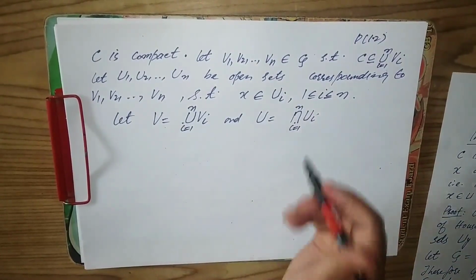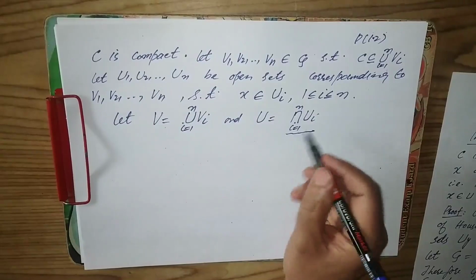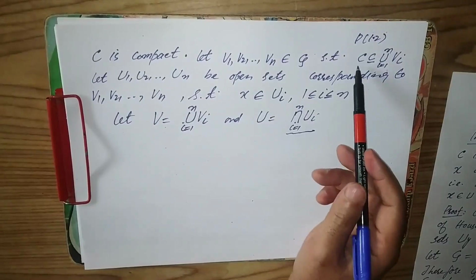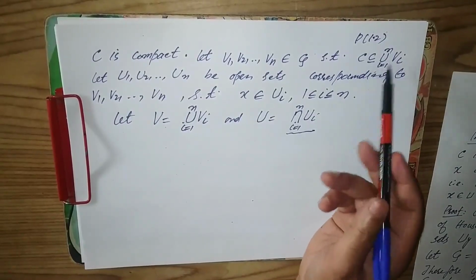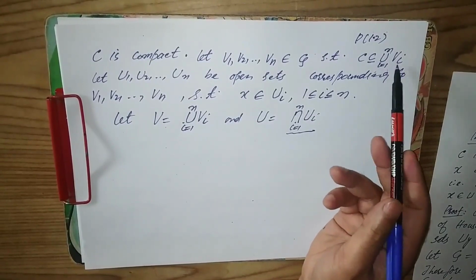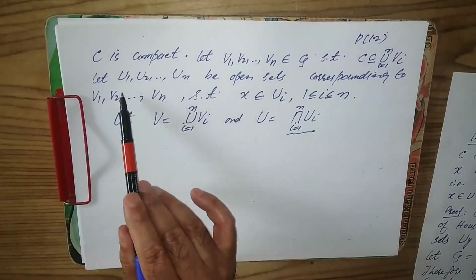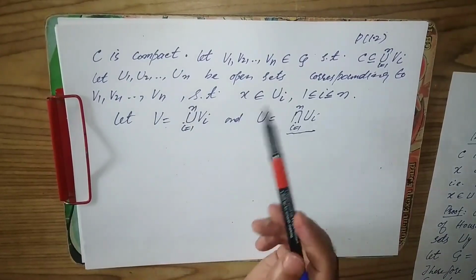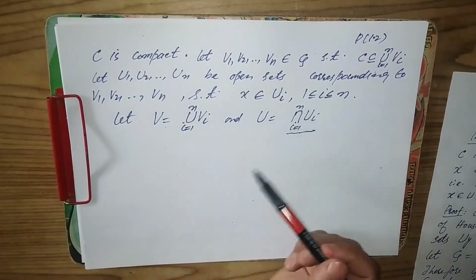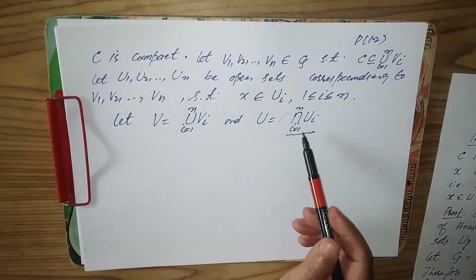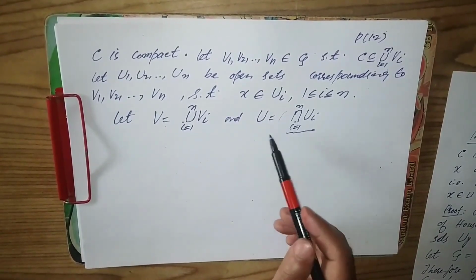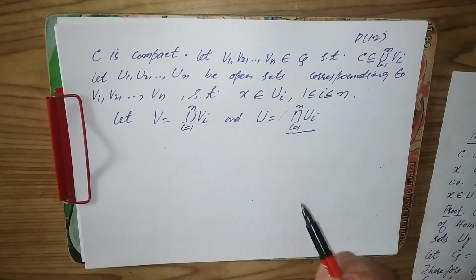So here we are actually using the property of compact space, because C is compact, so it can be covered by finite open sets, say V1, V2 up to Vn, and these are the corresponding open sets U1, U2, Un, such that x belongs to Ui. And here the finite intersection of open sets is again an open set.